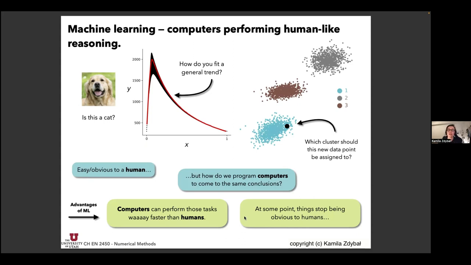And then another advantage of having those machine learning algorithms is that at some point, things actually stop being obvious to humans as well. So if we have a data set, for example, that has 100 different parameters, how do you find a pattern as a human in such a huge data set? So that's why we train computers to find those patterns for us.